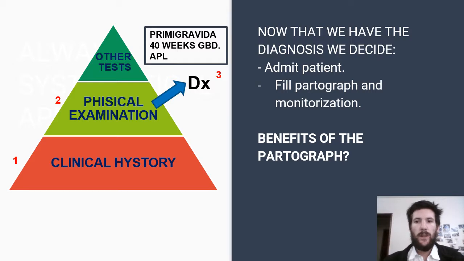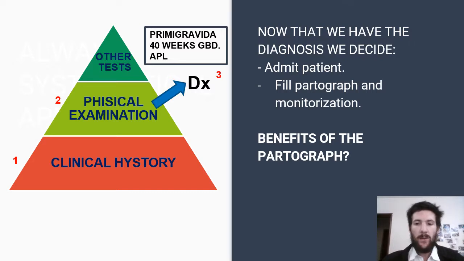So now, in this situation where we have the diagnosis of a primigravida, at term, in active phase of labor without any other condition, what do we have to do? Like a normal pregnancy, the thing that we have to do is to admit the patient because she is in active phase of labor, and also to start filling the partograph and monitoring. That is a thing that in this hospital, in Mbagathi Hospital, no one does because of time. Because there's no time, there's a lot of things to do, and no one does it.